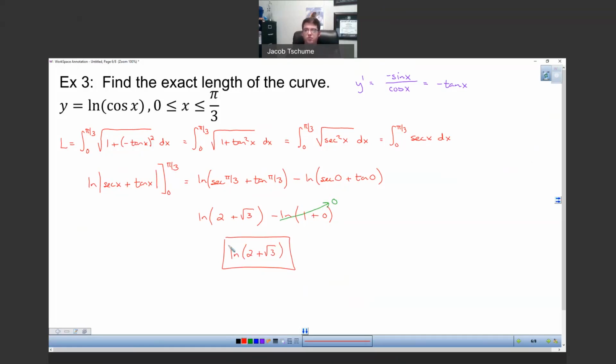So while some people do not like trig, trig actually makes some of these problems a lot nicer as long as you know your identities.